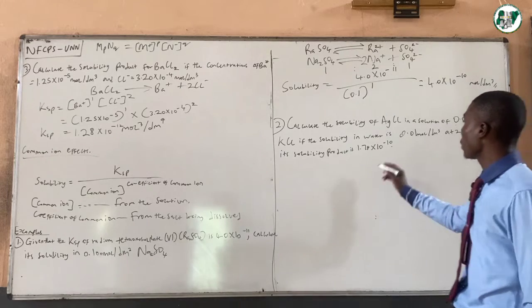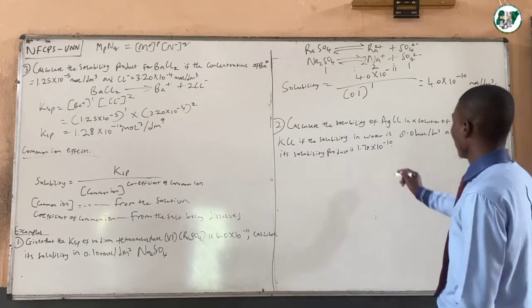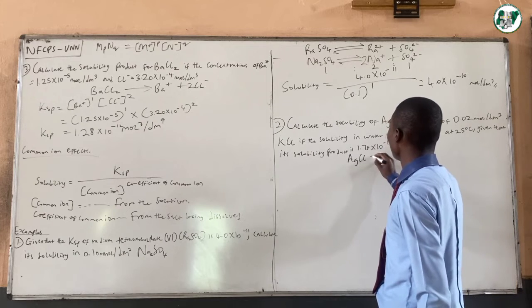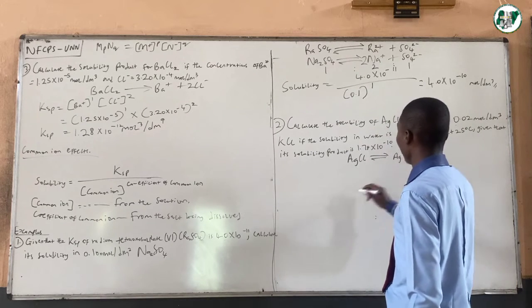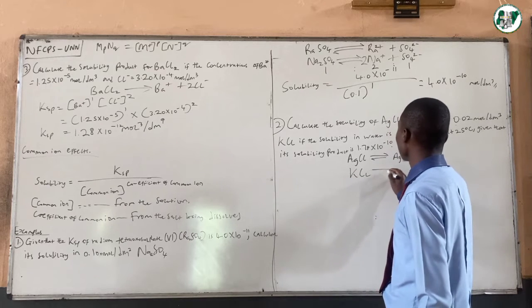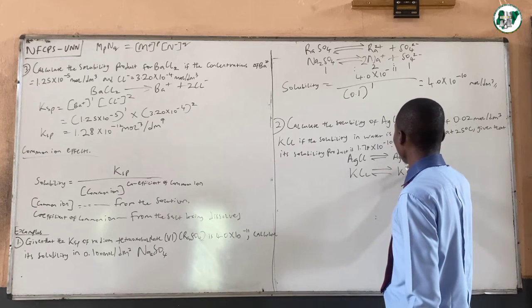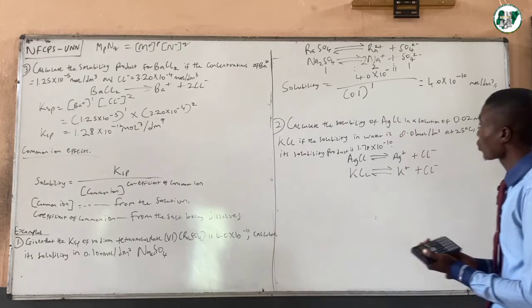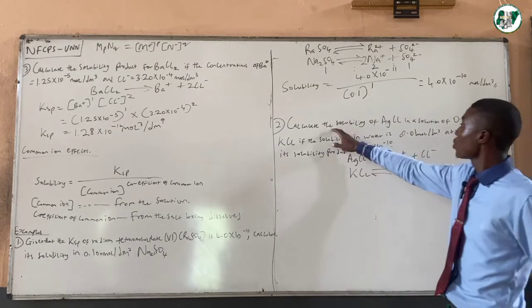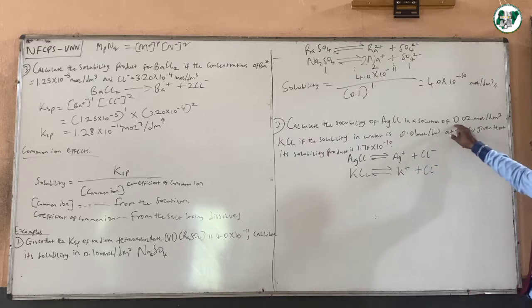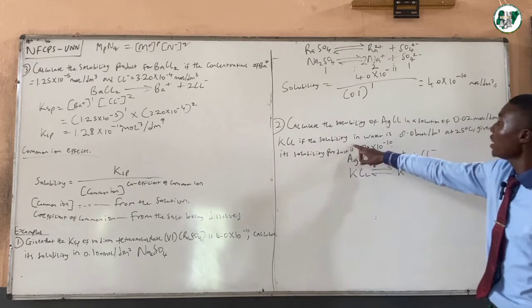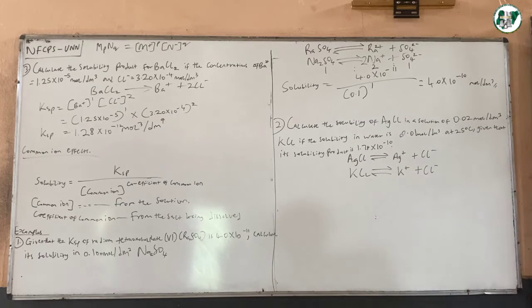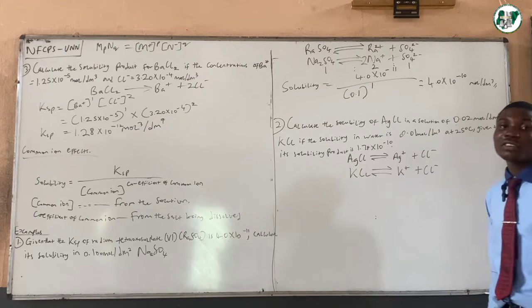is for silver chloride. So silver chloride will dissociate to give Ag plus and Cl minus, and then KCl will dissociate to give K plus and Cl minus. So what it simply said is calculate the solubility of silver chloride in a solution of 0.02 mole per dm cube KCl if the solubility in water is 0.01 mole per dm cube at 25 degrees Celsius, given that its solubility product is 1.78 times 10 to the power of minus 10.